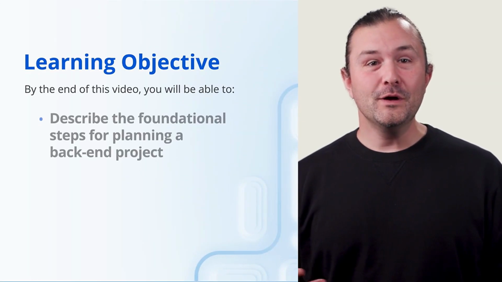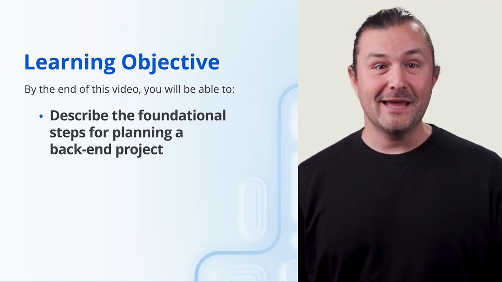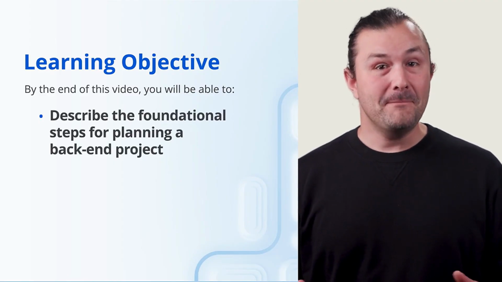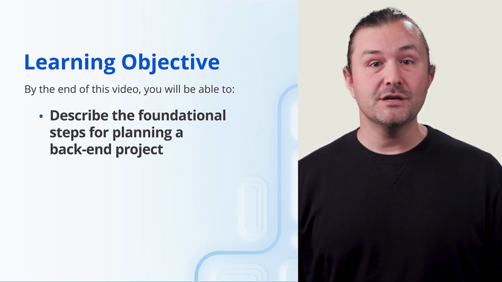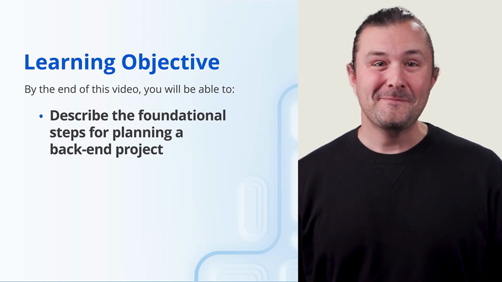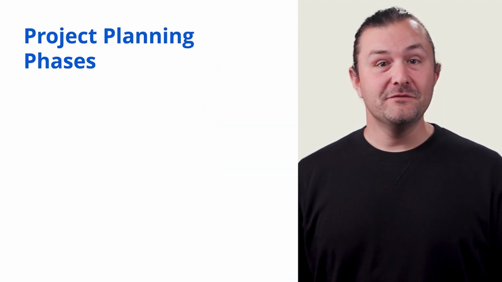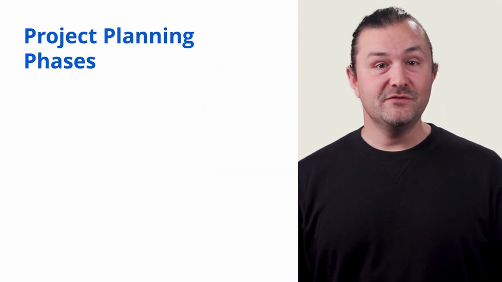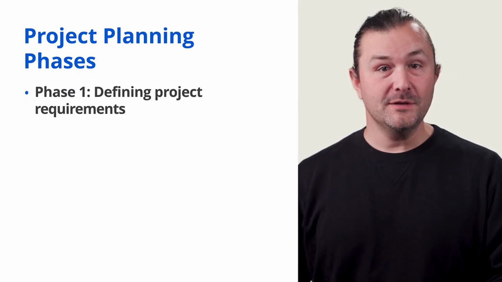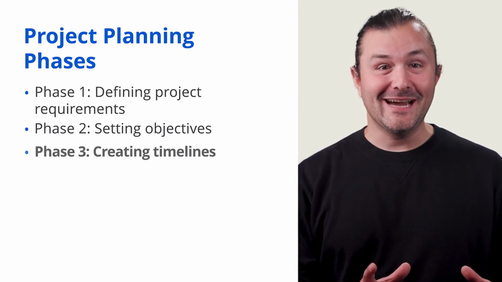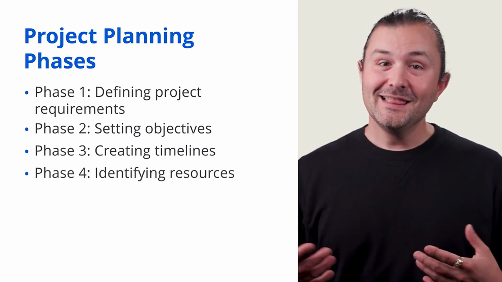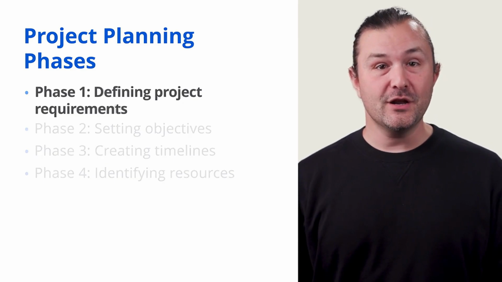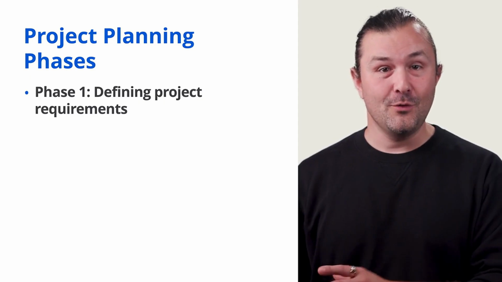In this video, we'll describe the foundational steps for planning a back-end project. By better understanding these phases, you'll have insights into how to make a project successful and even enjoyable. Planning a back-end development project unfolds across 4 key phases. These phases are defining project requirements, setting objectives, creating timelines, and identifying resources to guide the development process. Let's explore each of these in more detail, starting with defining project requirements.